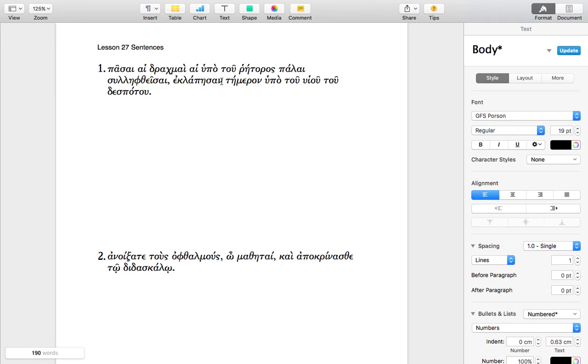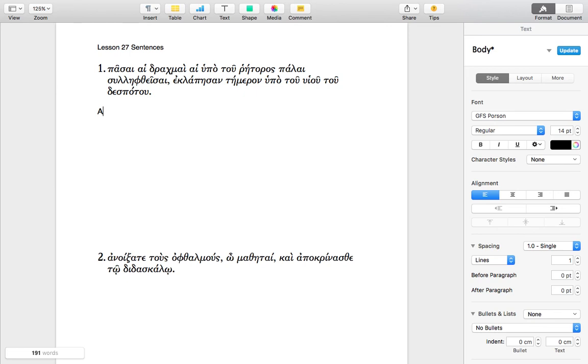But they were stolen, right, from klepto. Sorry, I cannot speak today for some reason. Eklapesan, they were stolen, Tamaran, today, by Tahuyu, the son to Despatu of the master.